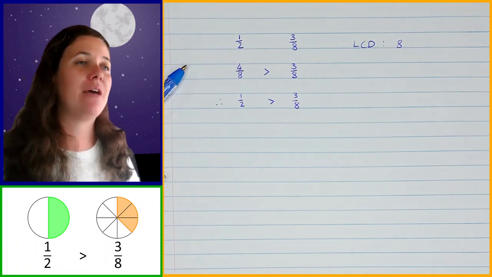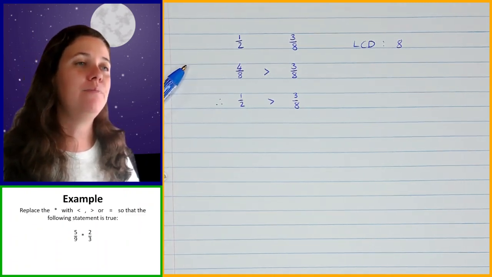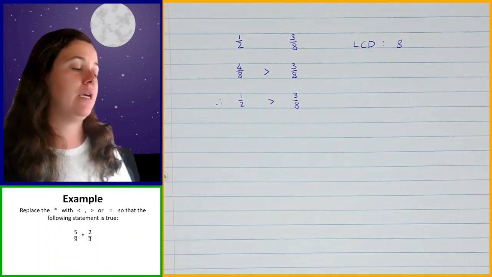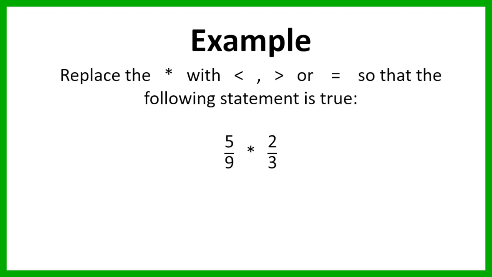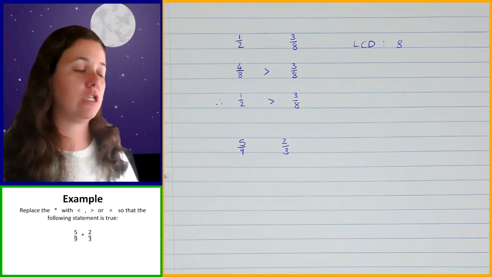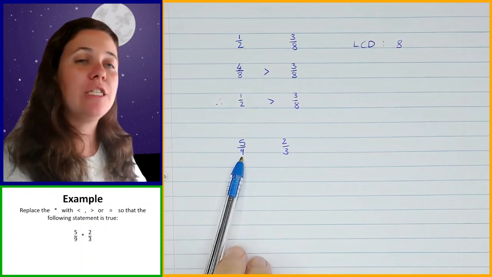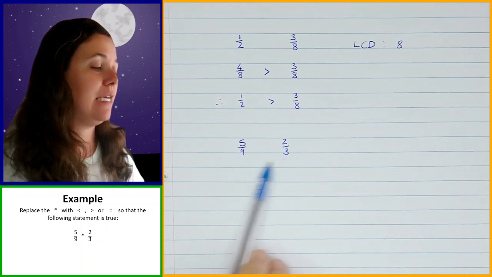Right, so now let's go and have a look at another example. So in this example over here, we have got the fractions 5 over 9 and 2 over 3. And we need to compare those fractions and see which one is smaller or greater than the other, or if they are equal to each other. So over here, I'm going to do the same thing that I did in the last example. So first, I need to determine what is the LCD in this example.